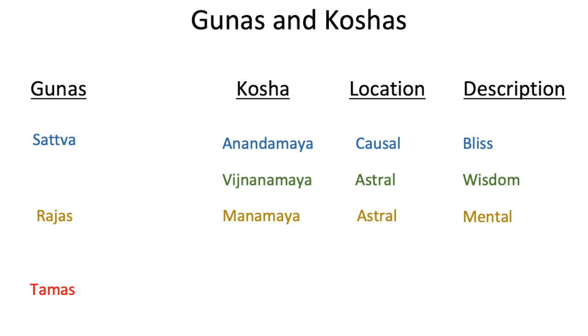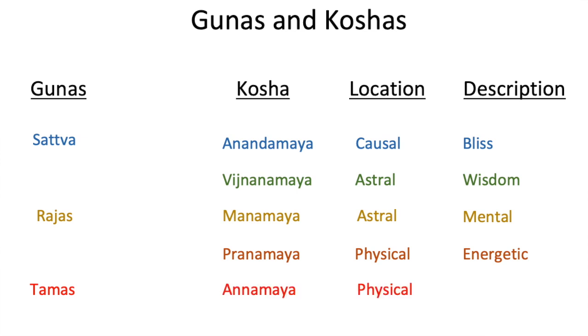And then we have the Pranamaya Kosha. That's the physical movement of the prana through the body. And the Pranamaya Kosha is really the energetic aspect. It is the energy that creates and sustains this physical body. And so the last kosha now is the Annamaya Kosha, which is our physical body.